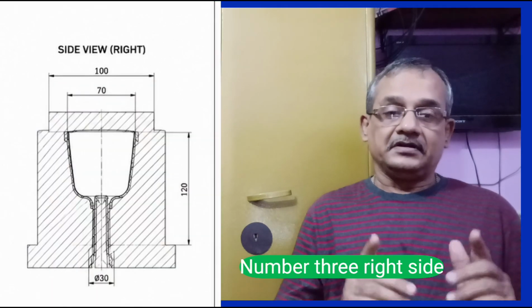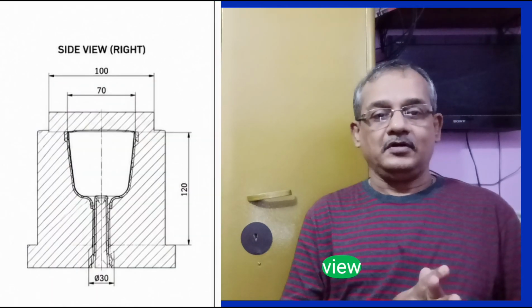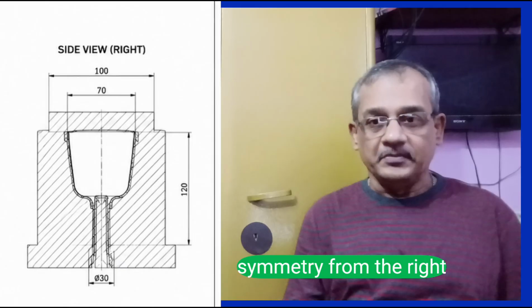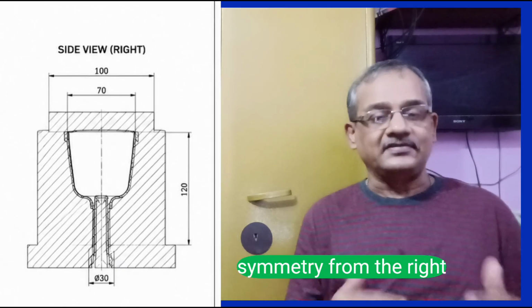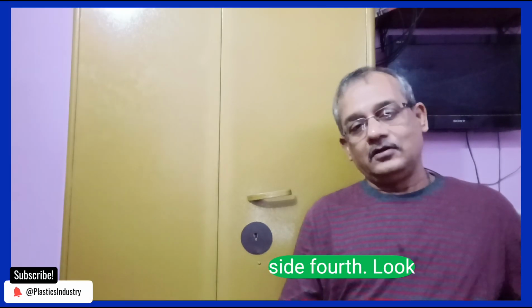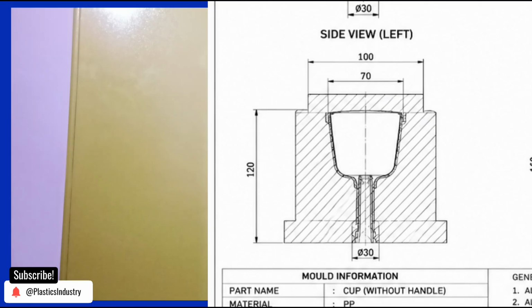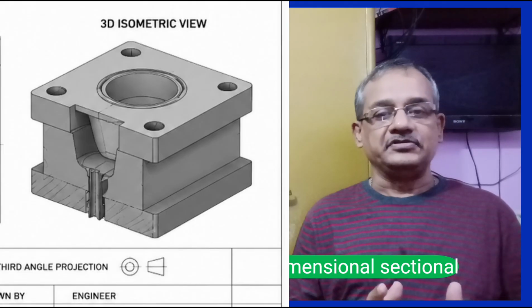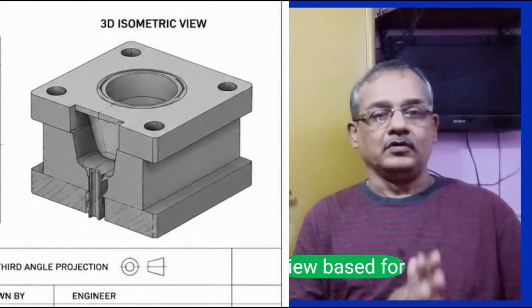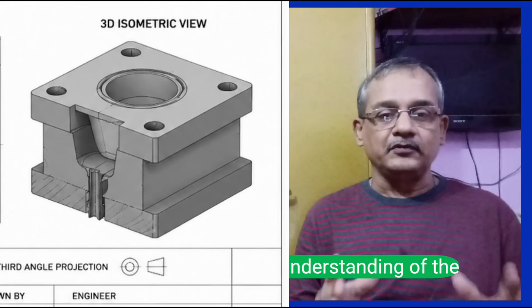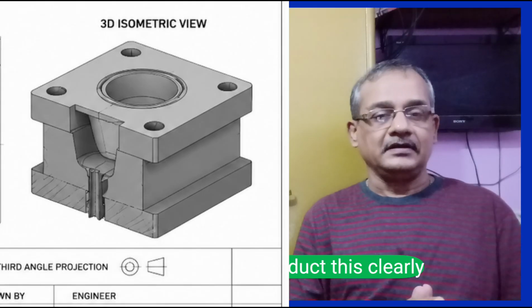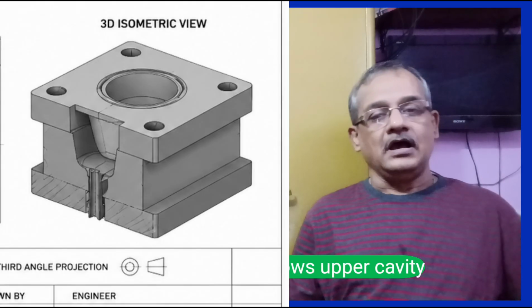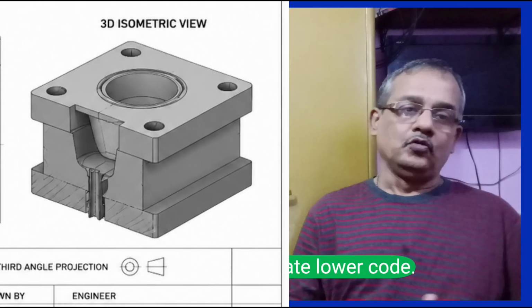Number 3. Right side view. Confirms symmetry from the right side. Number 4. Left side view. Same purpose. Number 5. 3-dimensional sectional view. Best for visual understanding of the product. This clearly shows upper cavity plate, lower core plate.